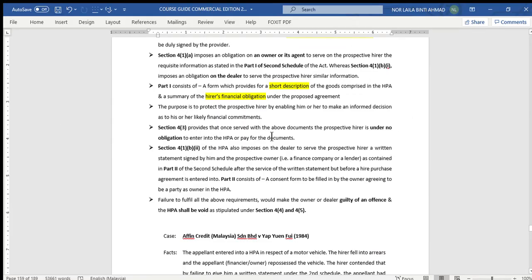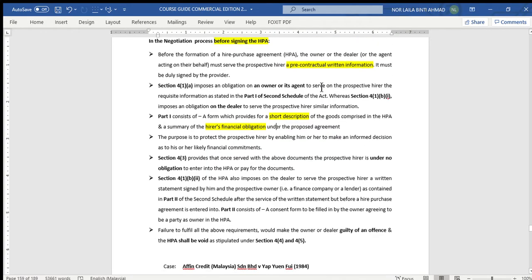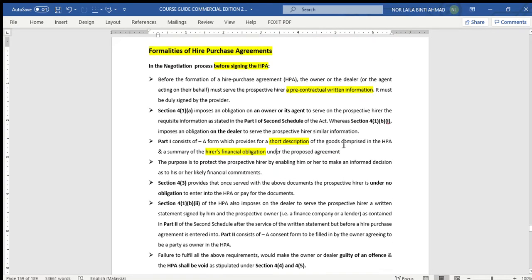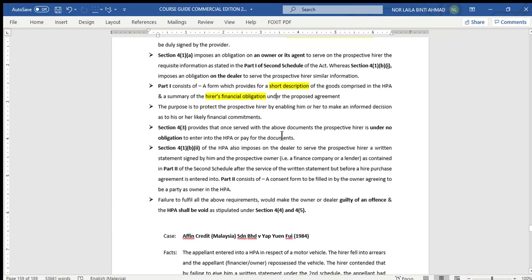Section 4, Subsection 3: once served with the above documents, the prospective hirer is under no obligation to enter into the hire purchase agreement or pay for the documents. So the owner cannot force you to sign the contract, because this is only pre-contractual written information. It only provides you descriptions, so you have no obligation to sign the contract.